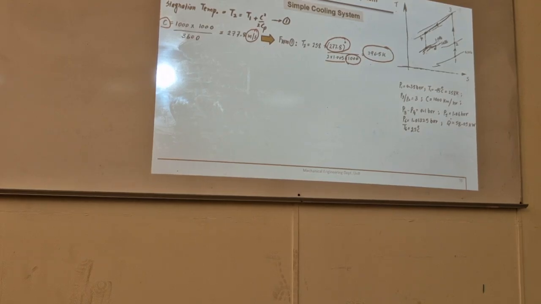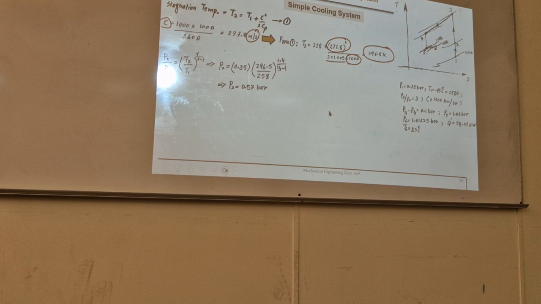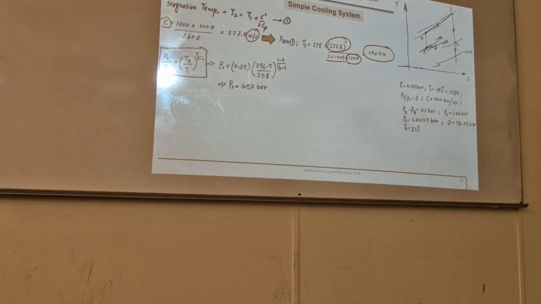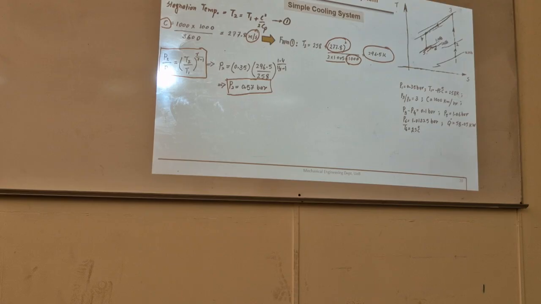Using this, we can also find out P2, because this process 1 to 2 is isentropic, and for an isentropic process, this is the equation which we know. So from here we can find out P2. Okay, that was part A, to find out stagnation pressure and stagnation temperature.